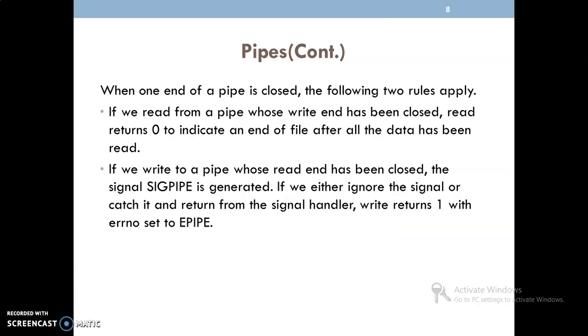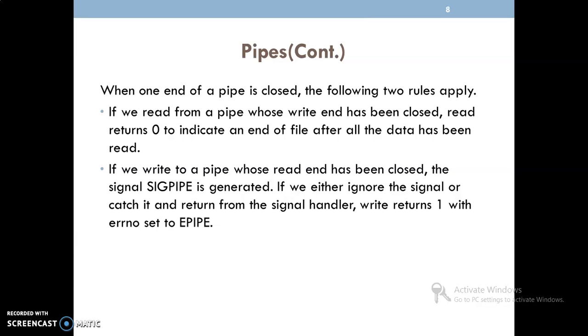When one end of the pipe is closed, the following two rules are applied. That means the pipe is created but one end is closed. In that case, if we read from a pipe whose write end has been closed, read returns 0 to indicate an end of file, after all the data has been read. That indicates only reader processes exist. In this case, it will read the contents from the pipe until it reaches the end of the file.